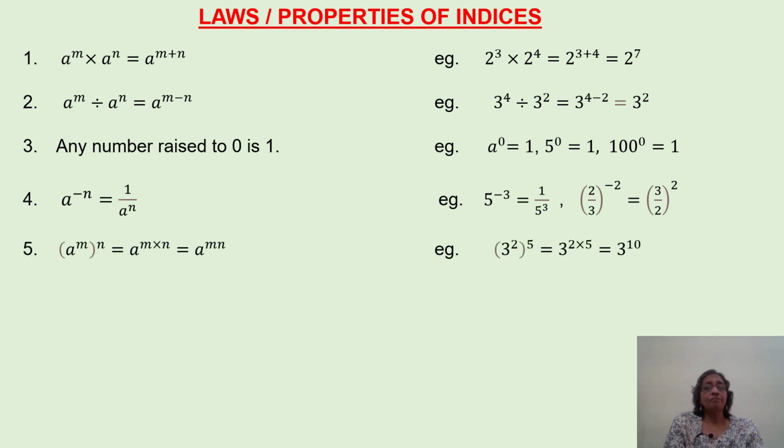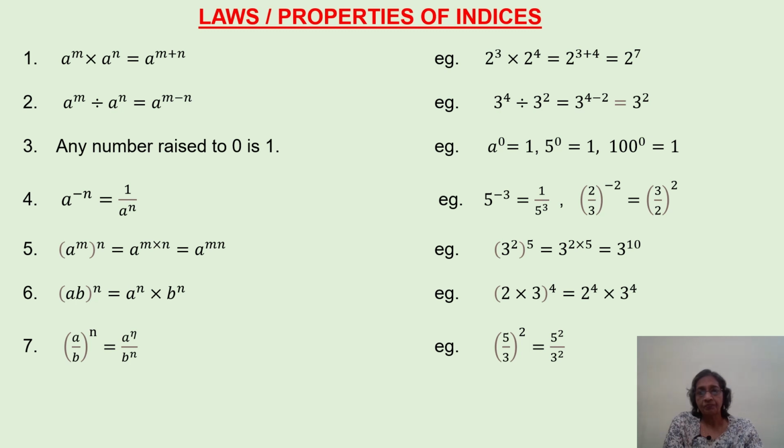a raised to m, the whole bracket raised to n: the index numbers m and n are multiplied. ab raised to n is nothing but individually each, a raised to n into b raised to n. Instead of a multiplication, we have a division. a upon b raised to n is nothing but a raised to n upon b raised to n.